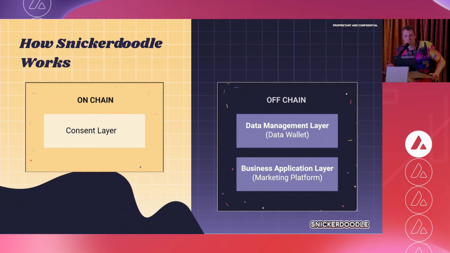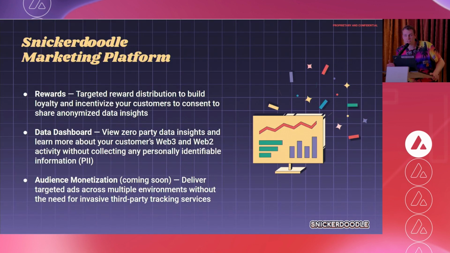So there's a couple pieces here, right? You're actually going to see some of these in action in just a moment here from Todd. We have our on-chain consent layer. We have our data wallet, and we have our marketing platform. And so what are those? So the first is the marketing platform. This is a business application.